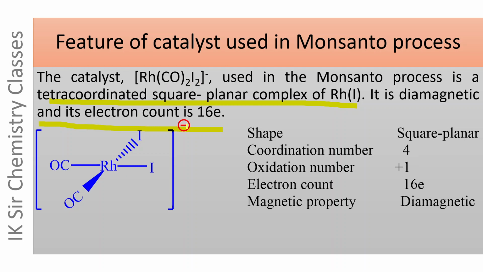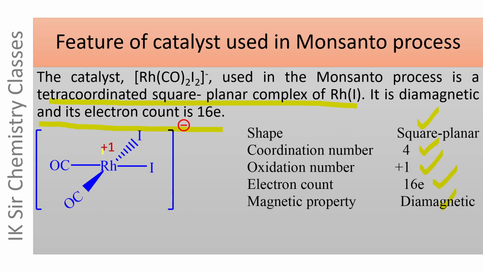[Rh(CO)2I2]− charge, which is used as catalyst in the Monsanto process. Its shape is square planar. Coordination number is 4 because Rh+ ion is bonded to 4 ligands. Oxidation number is +1. Electron count is 16. Magnetic property: diamagnetic. It has no unpaired electron.